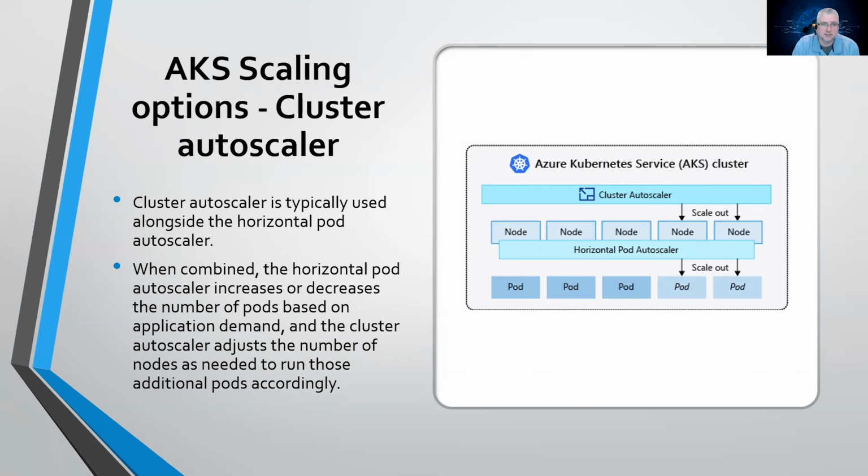So as we look at this, this is the cluster autoscaler. It's going to scale out the nodes, and then the horizontal pod autoscaler is going to scale the pods. And then they work together. When combined, they'll increase or decrease based on the application demand, which is why people use Kubernetes.